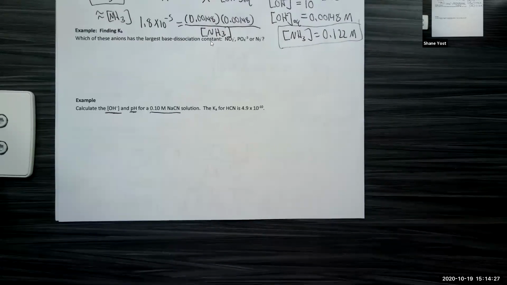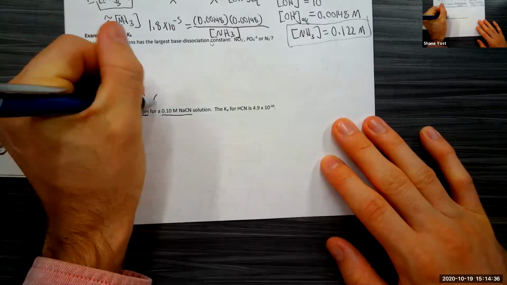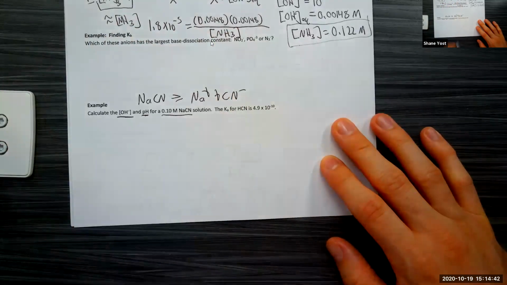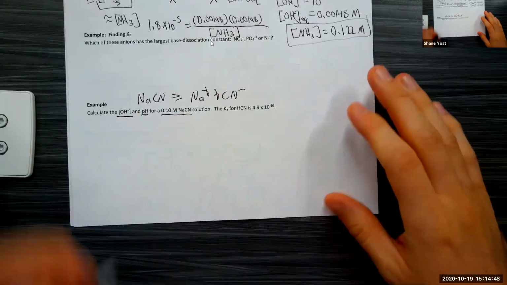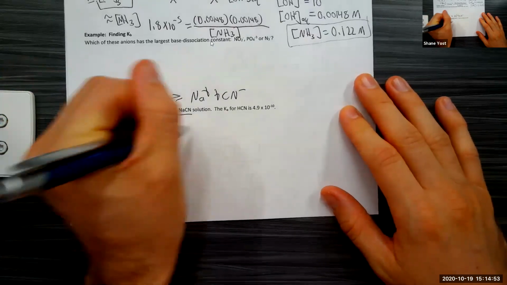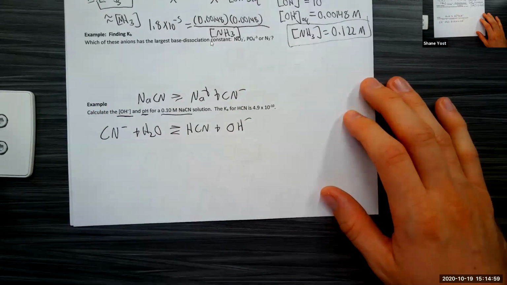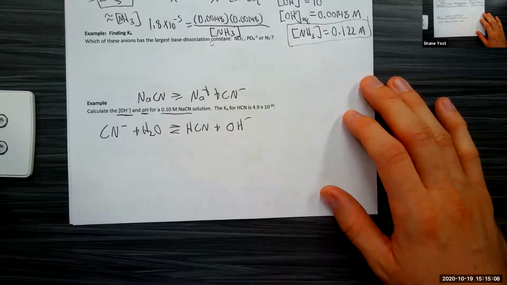So again, I'm specifically looking at what happens if I add this salt to solution. NaCN forms Na plus and CN minus. The sodium ion does nothing in solution; it will not impact the pH. But CN minus is a weak base, and CN minus will react with water to form HCN plus OH minus, and this will change the pH. So again, I have this weak acid, weak base equilibrium.